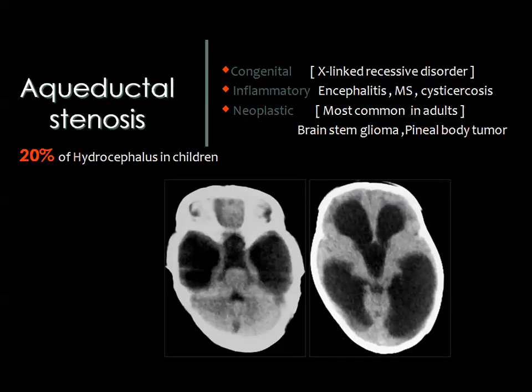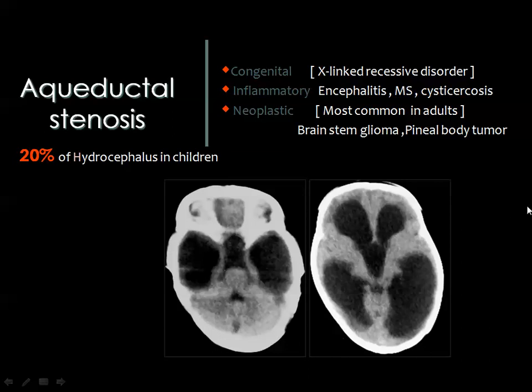Then we came to the next station, which is the aqueduct. The aqueduct connects the third to the fourth ventricle, and there are many causes for its occlusion. Number one, the congenital, which is congenital aqueductal stenosis. Number two, inflammatory lesions like encephalitis, multiple sclerosis, cysticercosis, and neoplasms like brainstem glioma, or particularly pineal body tumors, which are located exactly near the site of the aqueduct of Sylvius.